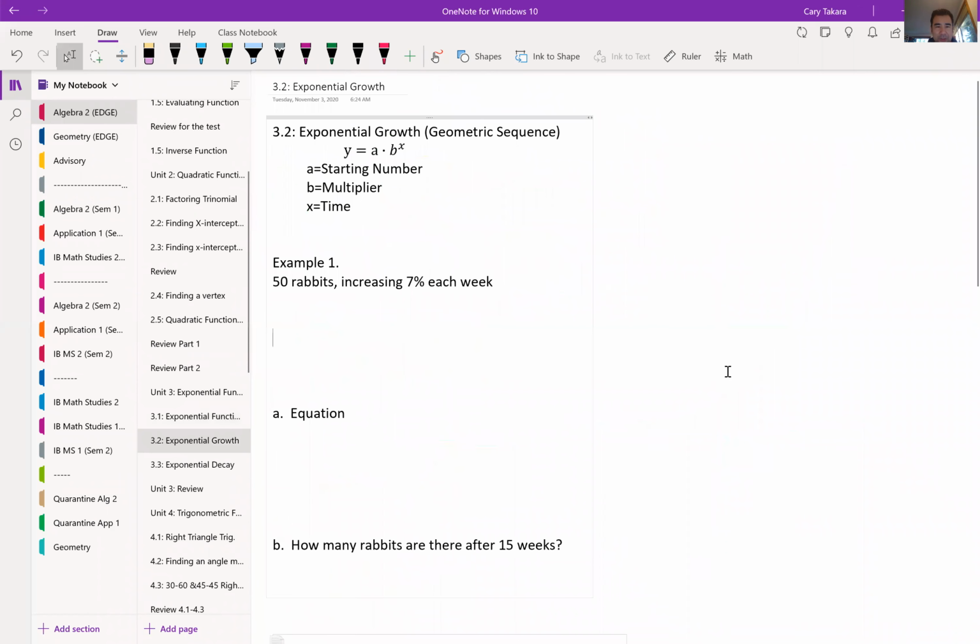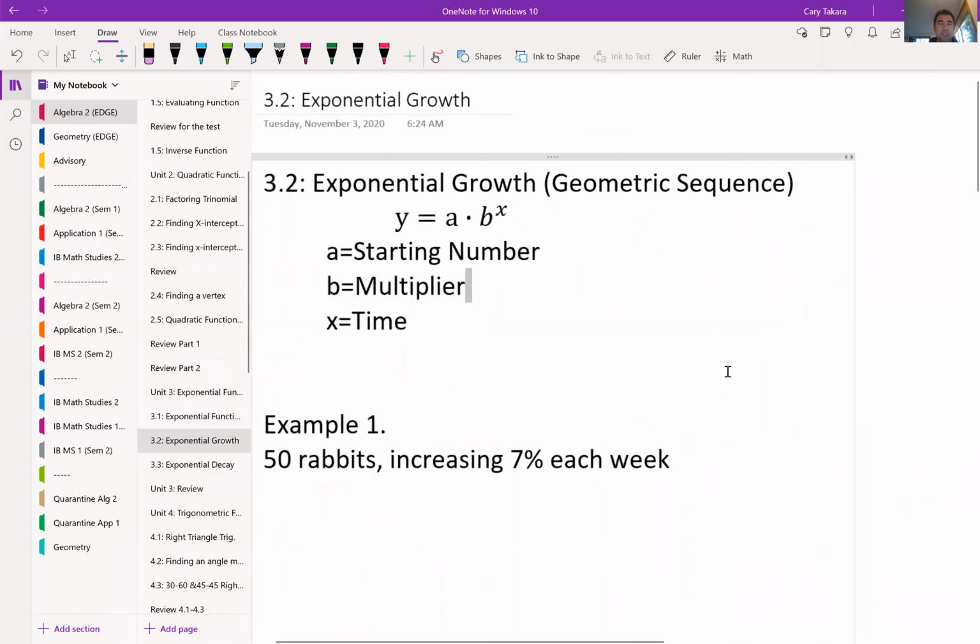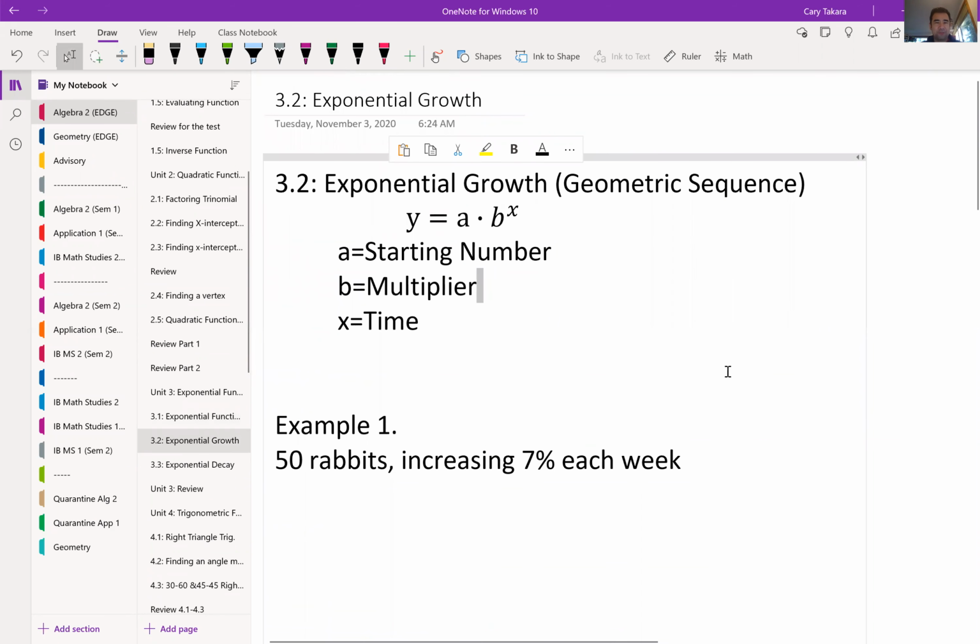And we are going to talk about the exponential function and the exponential growth pattern, okay? It has a lot of applicability in our daily life. And so one example will be the rabbits.